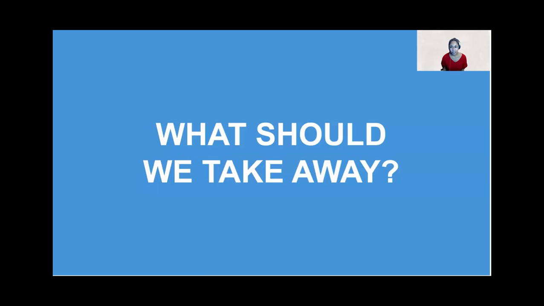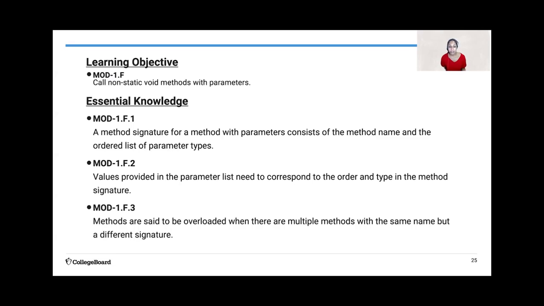So what do we take away? We see that a method signature, for a method with parameters, has a method name and the ordered list of parameter types. We see that when we call the method, the values in the parameter list have to match the order and type in the method signature. And we've seen how we can overload methods to have multiple methods with the same name but different signatures so we can perform similar tasks.